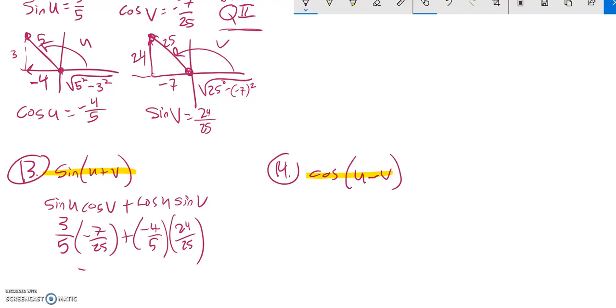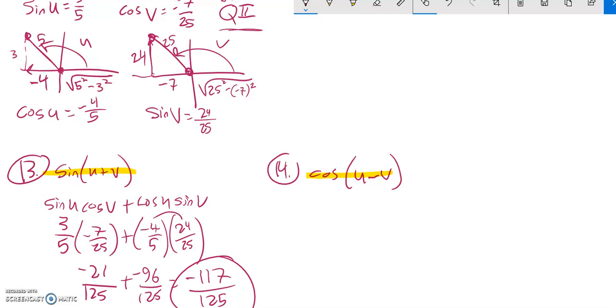3 times negative 7 is negative 21. 5 times 25 is 125. And that is plus negative 4 times 24, negative 96, also over 125. So if I had negative 21 of them and I add negative 96 of them, I'm going to have negative 117 of them. So there's what the sine of those angles added together would be.